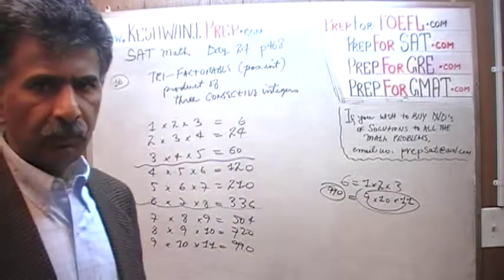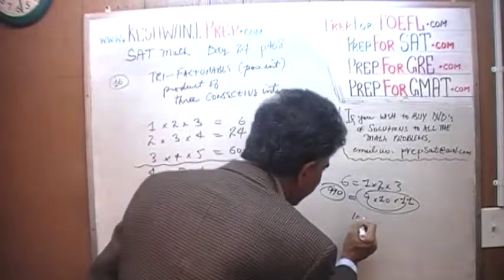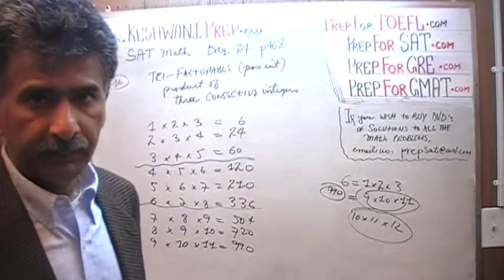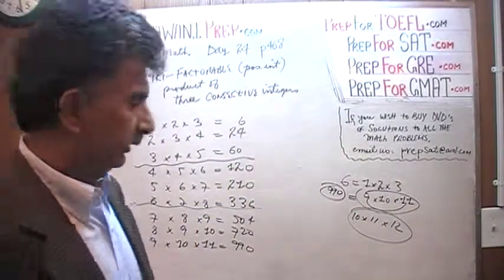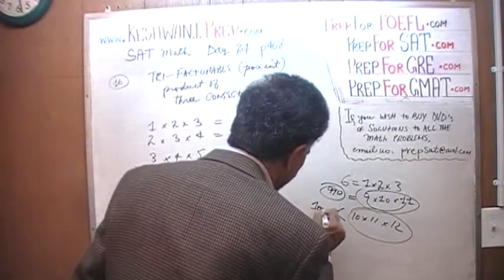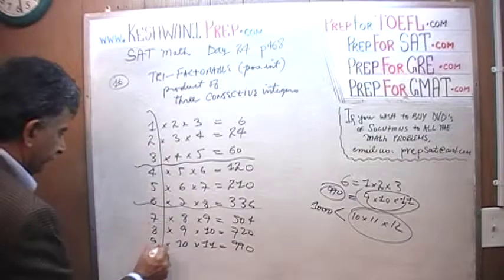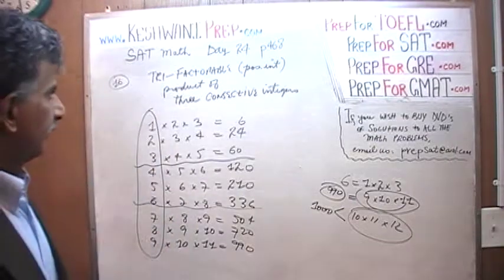And we don't need to go any further than that, because if we were to go further, 10 times 11 times 12, because they are all more than 10, their product is going to be more than 1,000. That's all. That's it. We're done. There are 9 of them.